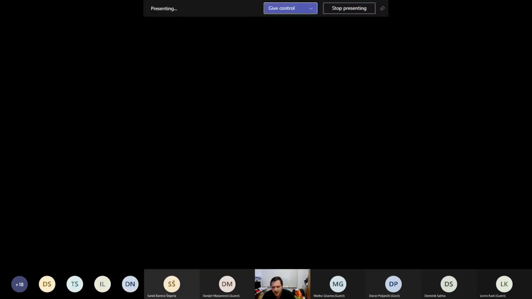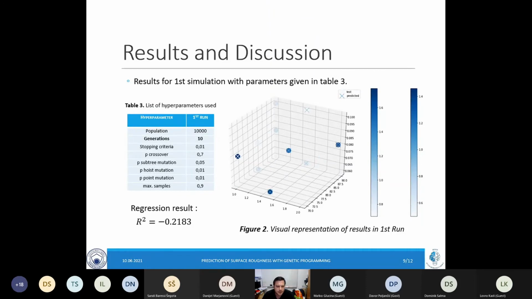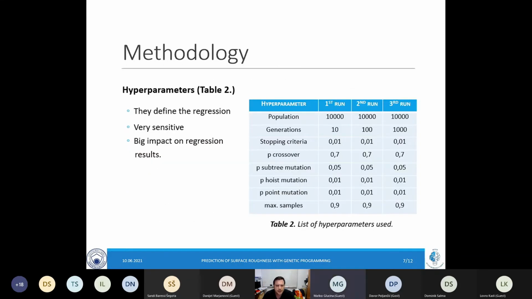Okay, the second question or comment. You used the GP and you gave parameters in a table, I don't know the number of the table, the hyperparameters that you used in the genetic programming algorithm, and there you mentioned that you had only 3 runs with the GP. I think it was slide 7 or 8. Yes, here you only execute the GP algorithm 3 times.